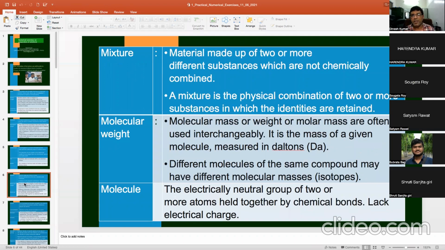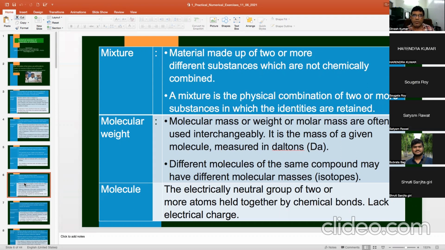Mixture, material made up of two or more different substances which are not chemically combined. In a mixture, they are in physical contact, but they are not chemically combined. A mixture is the physical combination of two or more substances in which the identities are retained.